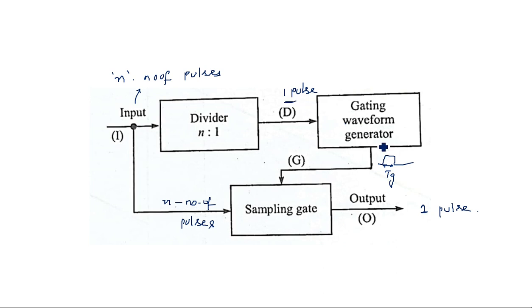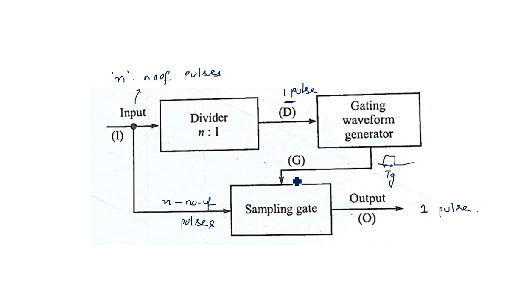Hope you understand. Whichever pulse is there in this particular duration Tg, that pulse will be sent to the output. All the remaining pulses are eliminated. Okay, a sampling gate is not like your AND gate, OR gate or any type of logic gate. A sampling gate is the one which sends the input sample to the output whenever a triggering pulse, a gating pulse, is given.